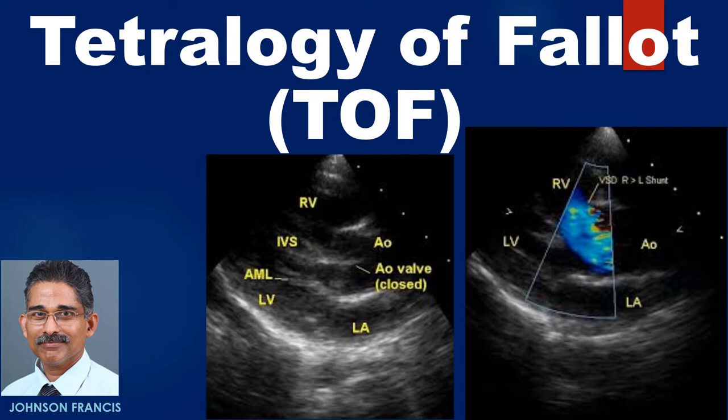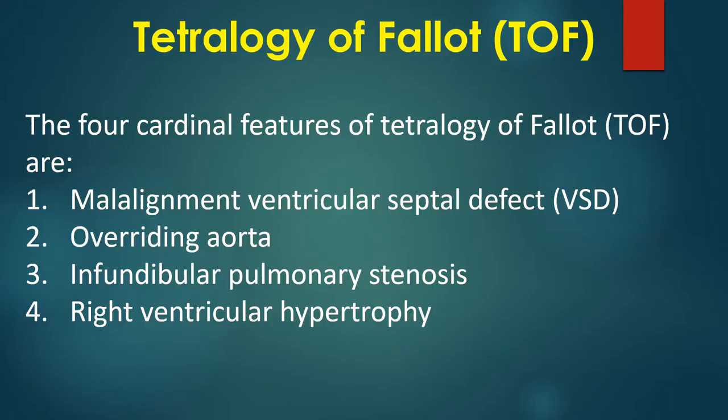Discussion on some important aspects of tetralogy of Fallot. Four cardinal features of tetralogy of Fallot are malalignment ventricular septal defect, overriding aorta, infundibular pulmonary stenosis, and right ventricular hypertrophy.